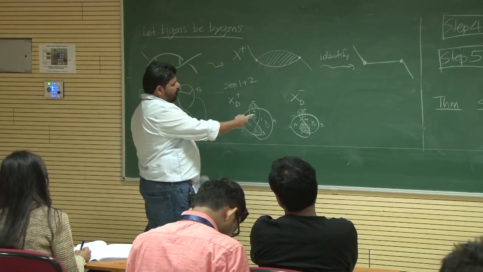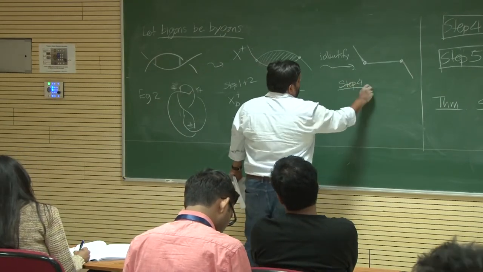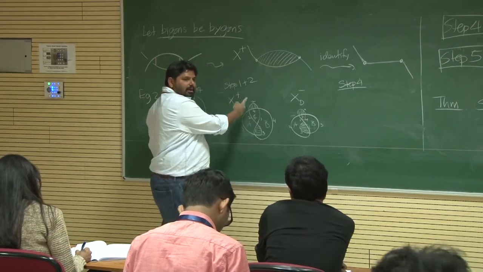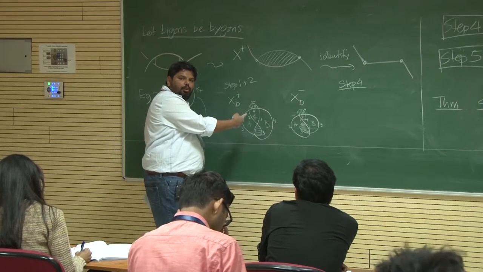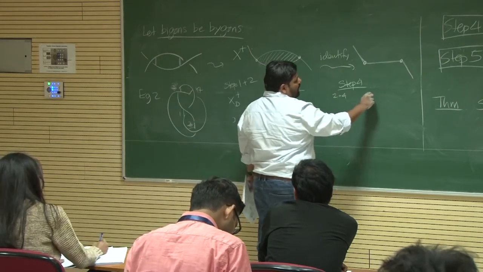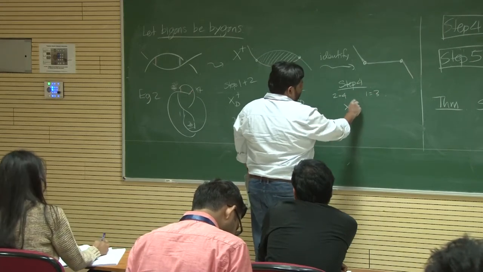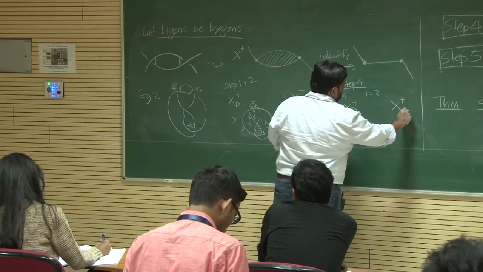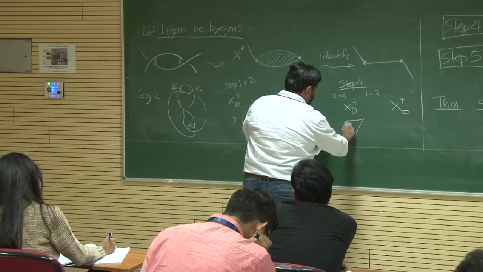And now we do step 4, and what happens when you do step 4 is that we are now crushing the bigon. So you identify not all the instances of 2 and 4, we just call it 2. So then edge 2 becomes 4, and edge 1 becomes 3, right? So now you get exactly the picture. I don't know if you saw the picture yesterday.